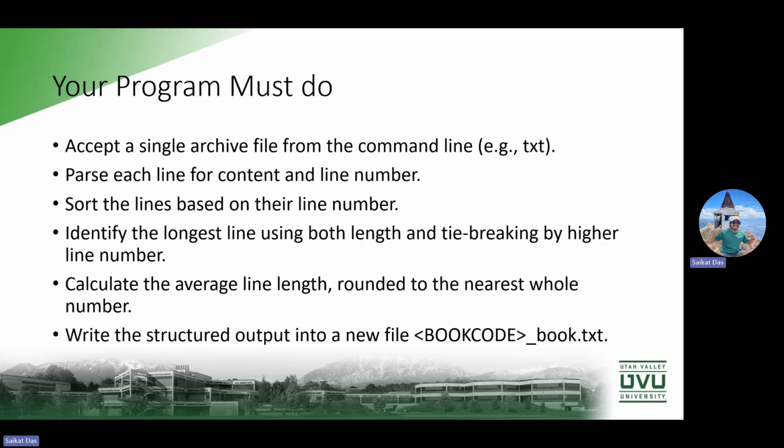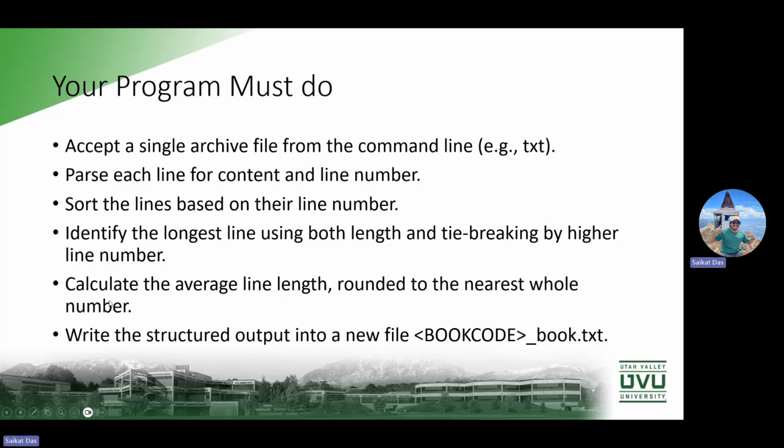Our input is a text file, and you need to get the input from the command line parameter. And you are not printing anything to the terminal. Rather, you are just writing to the file. And the file name is given from the input file name. Whatever the bookcode.txt, you need to write bookcode_book.txt. And these are the steps. So this is the input, this is the output, and these are the steps.